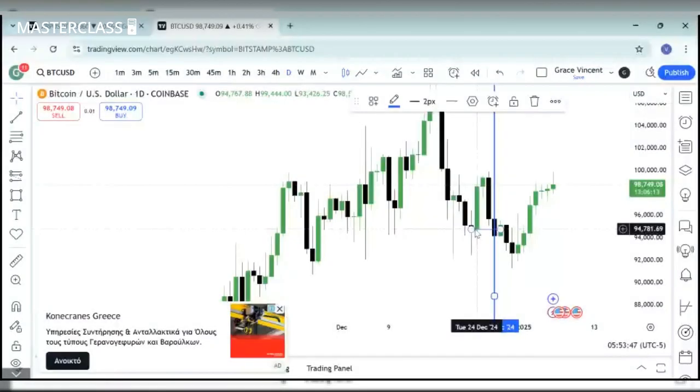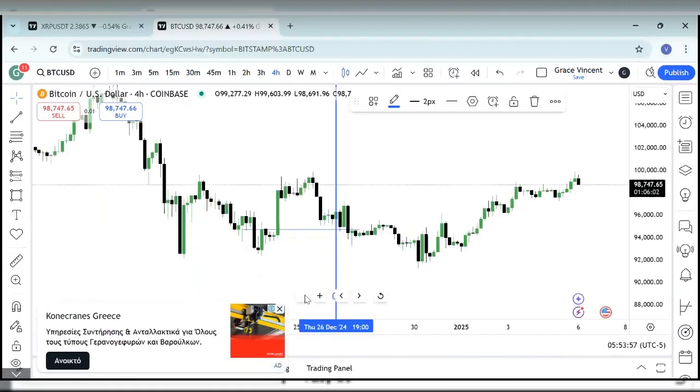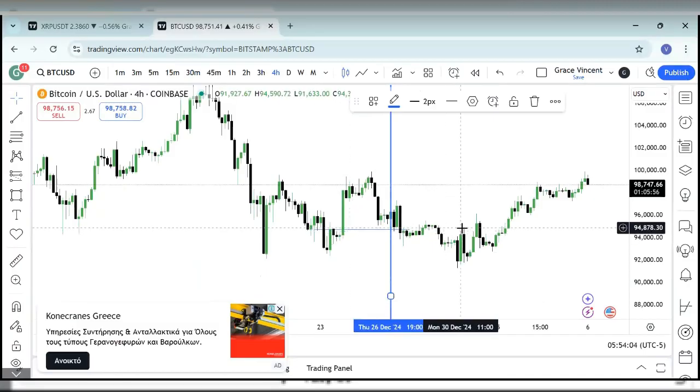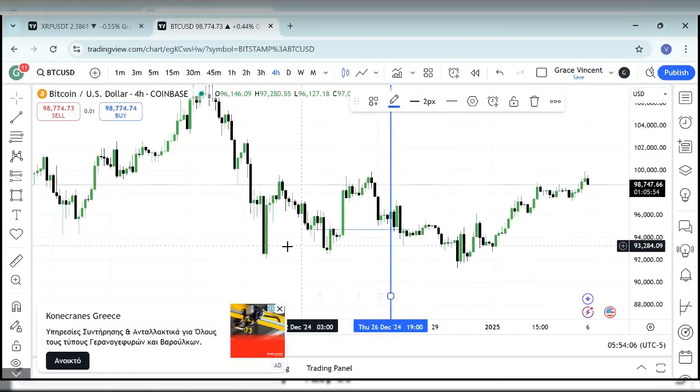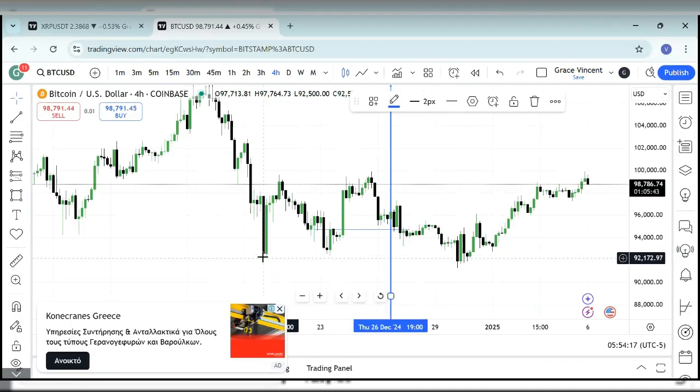Now, when I went down to 4 hours, 4 hours is still bullish. You really had broken structure here, right? But you can see that 4 hours is still bullish. So 4 hours came to break its own structure at these points, closing below this low.